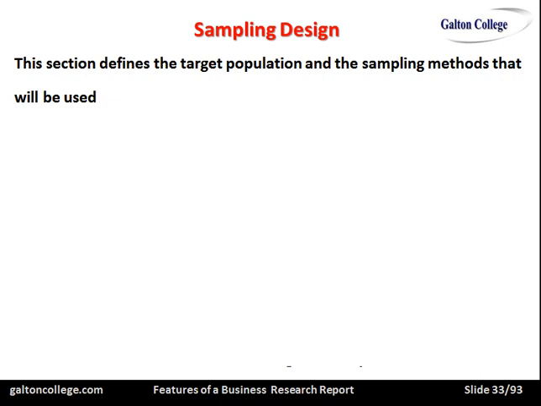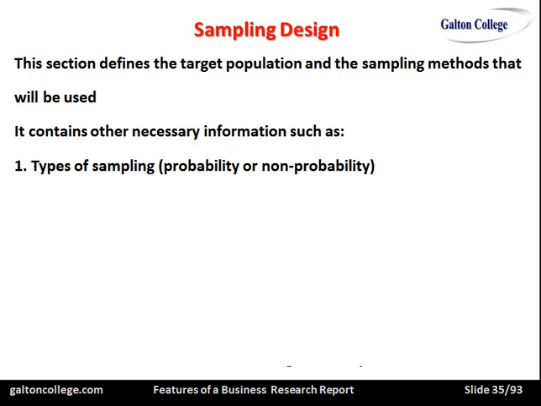So it may be looking at customers, for example, for the business. That may be the relevant target population. And now, what sampling methods will be used to gain an insight into the motivations and opinions of the customers? Now, this will contain the necessary information, such as the type of sampling, probability or non-probability sampling. And again, there are several videos on these issues elsewhere in the module.